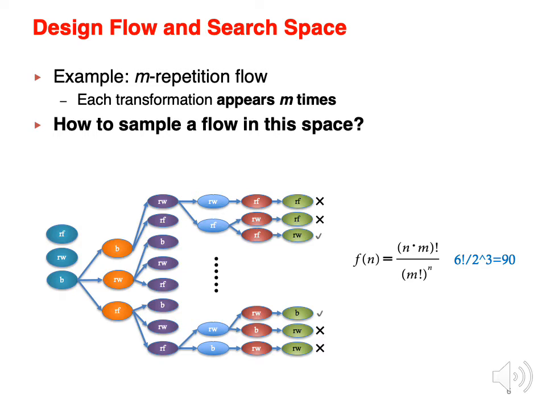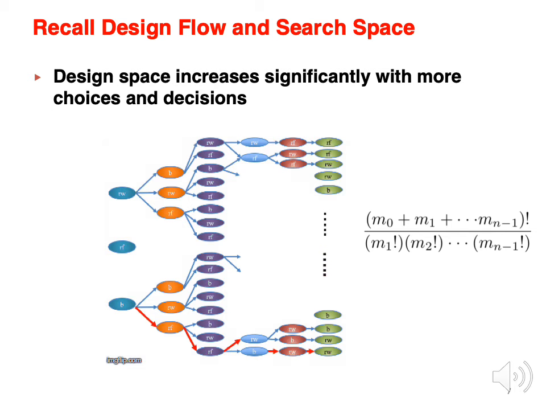The design space of this type of m repetition flow is shown here. As you can see, the design space can grow extremely fast if you increase the size of n, which is the number of transformations, and m, which is the number of appearances of each transformation. In more complex flow settings, each of these transformations might repeat a different number of times, so we also provide a more generic formula to calculate the space of the flow, where m1, m2 correspond to the number of appearances of each different transformation.